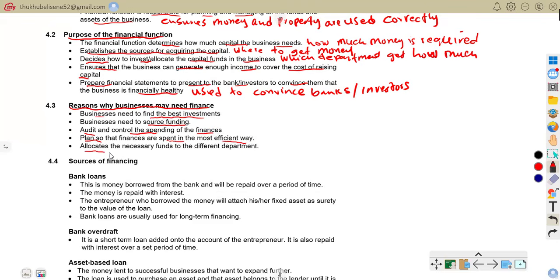Allocate the necessary funds to the different departments, for example, giving marketing 10,000. That is how they can make the allocation. So that is that. Now let us move on.